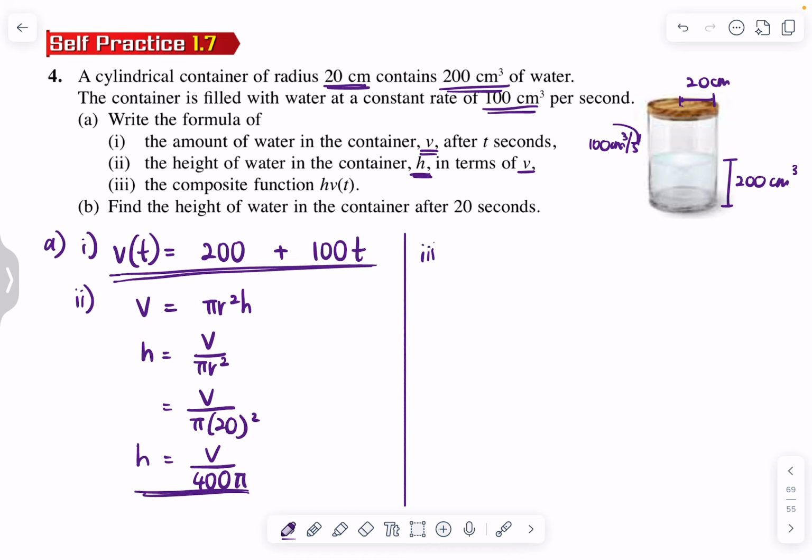Next, the composite function h of V of t. So this function, I can write it as h in terms of V. So h of V is V over 400 pi. So h of x would be x over 400 pi. h of V of t will be V of t over 400 pi.